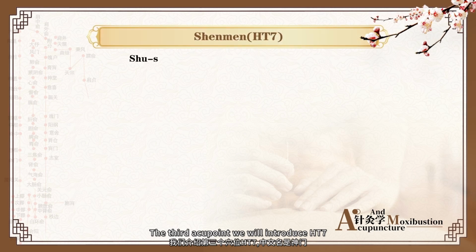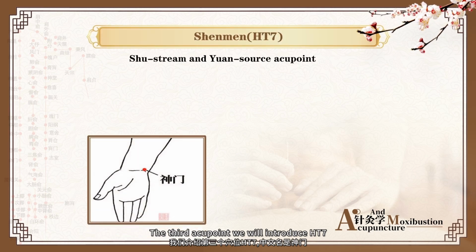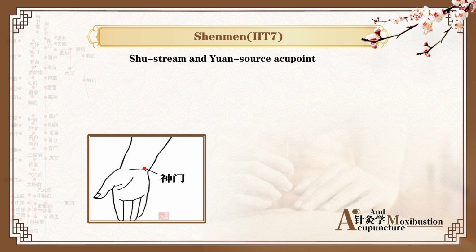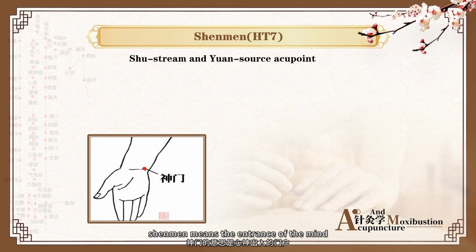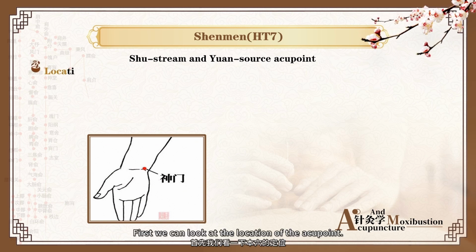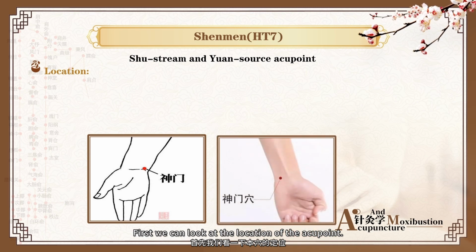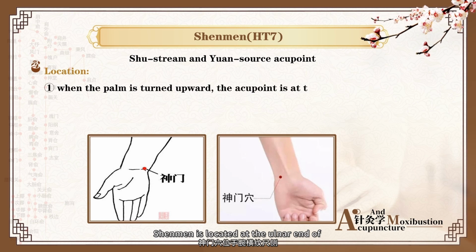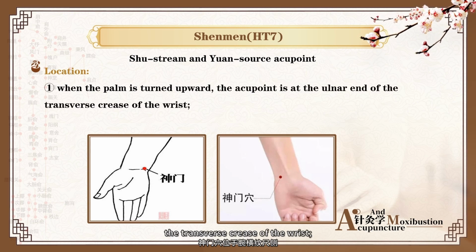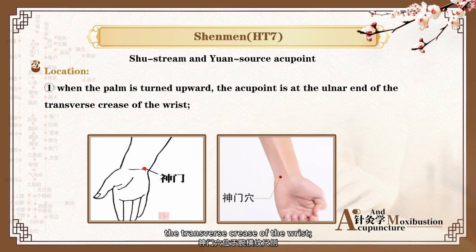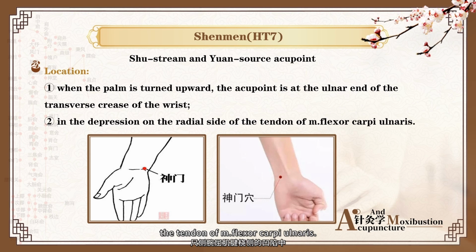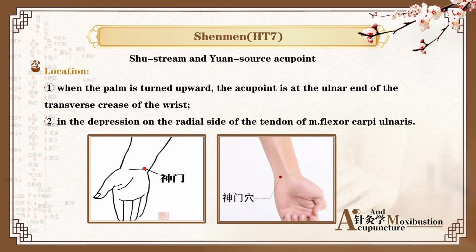The third acupoint we will introduce, heart 7. The Chinese name is Shenmen. Shenmen means the entrance of the mind. First, we can look at the location of the acupoint. This acupoint is located at the ulnar end of the transverse crease of the wrist, in the depression on the radial side of the tendon of muscle flexor carpi ulnaris.